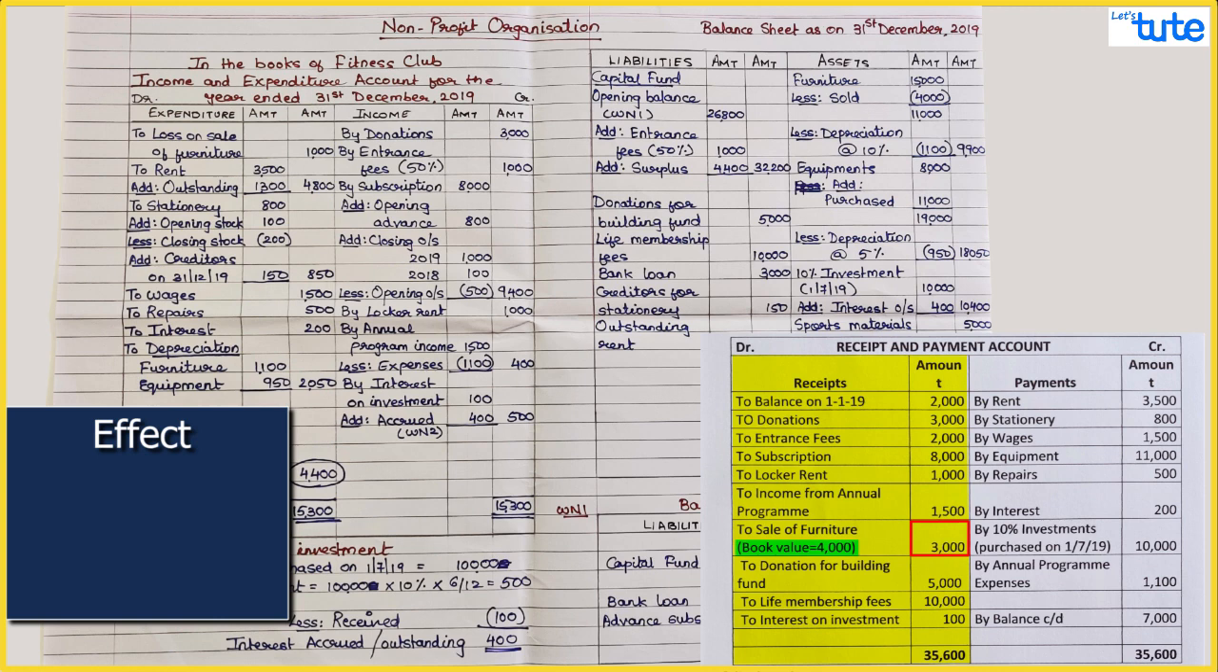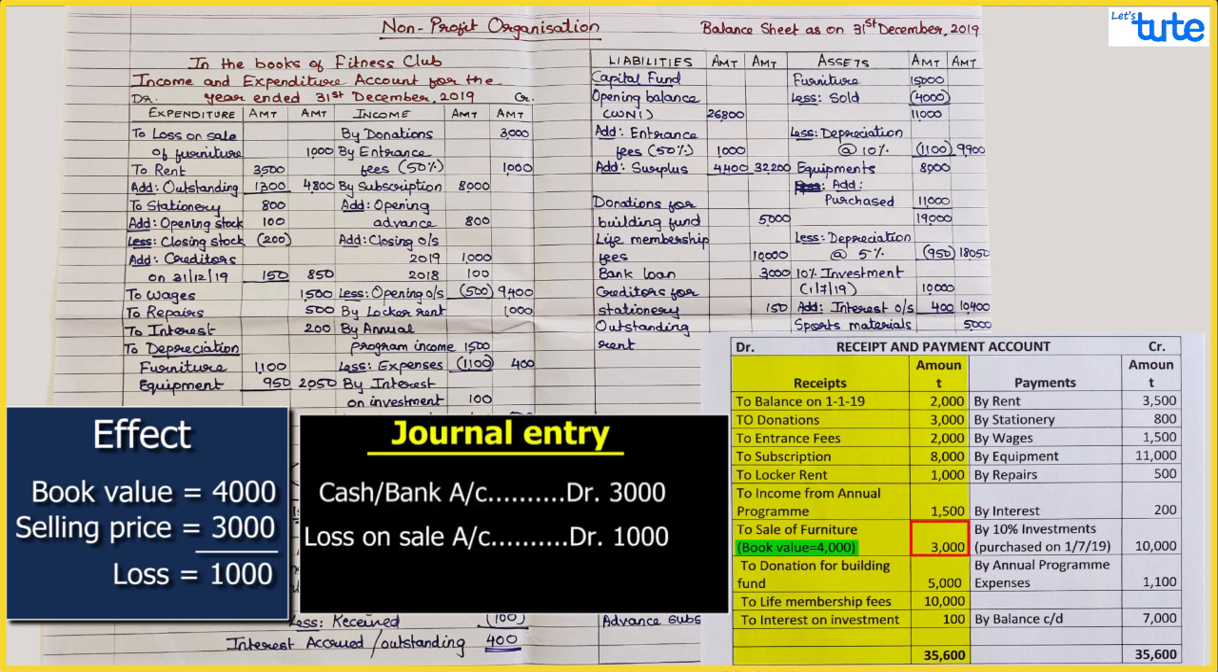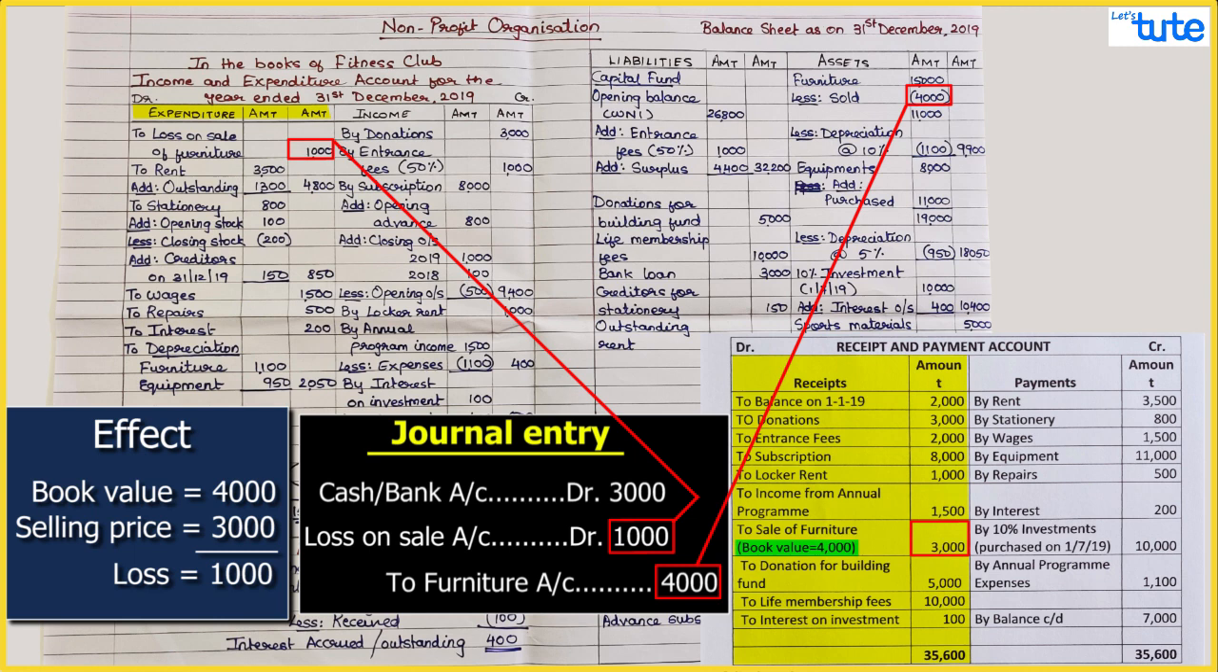Firstly, we can say 4000 worth of asset is sold for 3000, so there is a loss of 1000. If we think of journal entry for this, it would be cash bank account debit 3000, loss on sale of furniture account debit 1000, to furniture account 4000. While giving the effects, bank receipt is already appearing on the receipt side, so no effect is to be given for that. Loss will be debited on expenditure side, and book value of assets sold will be deducted from total asset value in balance sheet.